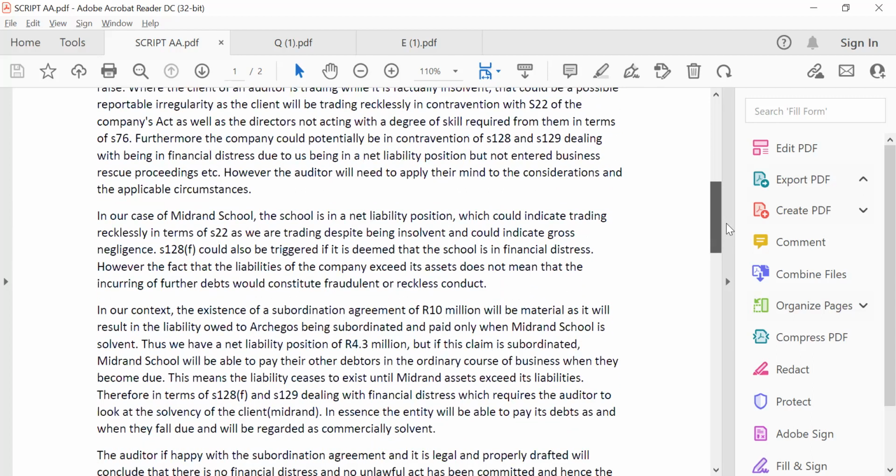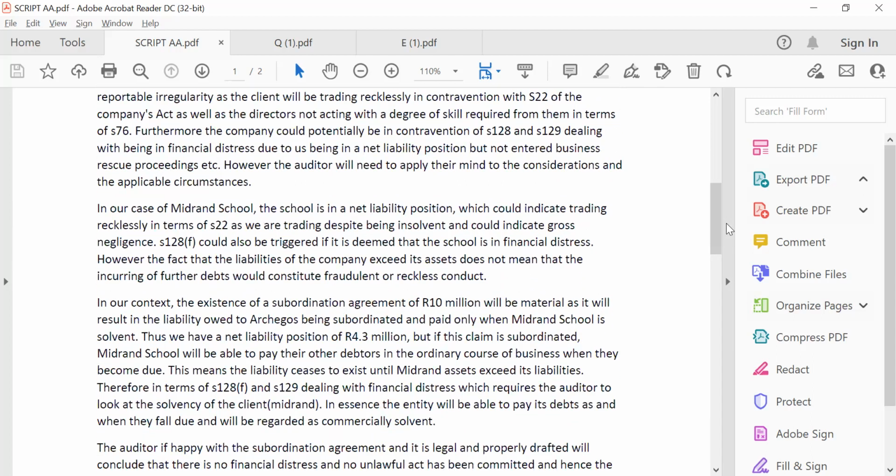That's the first paragraph. In the second paragraph, the candidate explains what the sections really relate to. It says, in our case of the Midrand school, the school is in a net liability position which could indicate reckless trading, but it's not automatic. And this is what the candidate is showing understanding of. Because the school is in a net liability position, that doesn't automatically mean that they are in contravention of section 22. There's something more that would need to be done in the Midrand school's day-to-day operations that would show possible reckless trading. And the candidate is getting there.